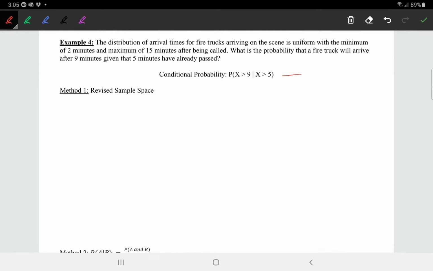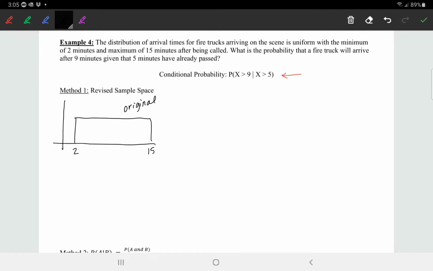So we could write the probability as such. It's the probability that x is greater than 9, given that 5 minutes has already passed, so x is greater than 5. And there's one way to do this. Well, there's two ways to do this. The first is that we can look at the revised sample space. So the entire sample space is the entire rectangle. It goes between 2 and 15. This is the original.